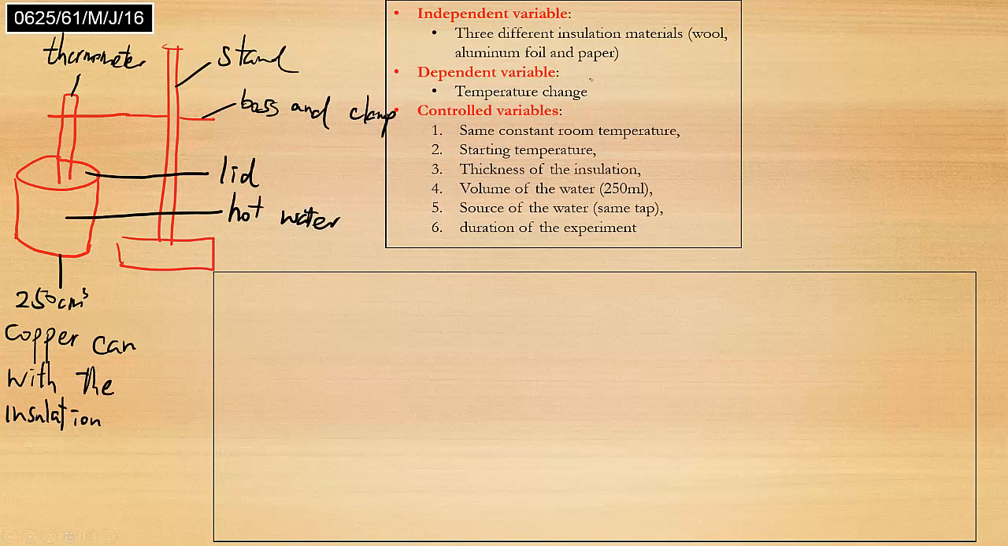For control variables, remember I said you should write at least three of them. Here are some examples, six in total, but if you can write three, that's good enough. Something you should pay attention to is that you should always use the word same, constant. Same starting temperature, to be safe as well. Same duration of experiment, same source as well.